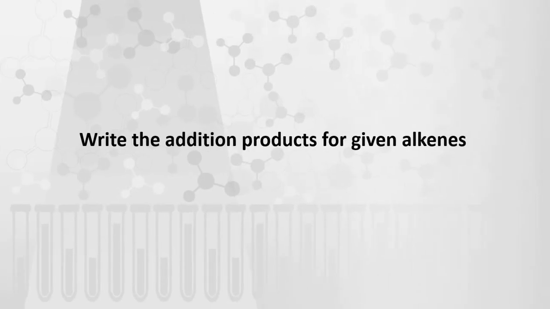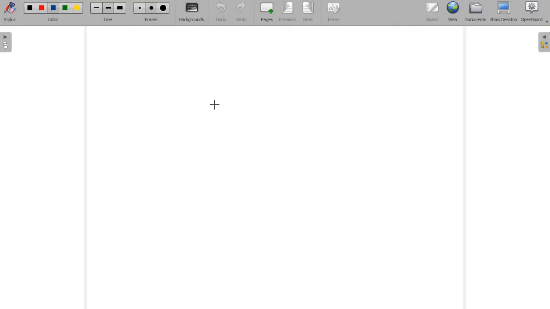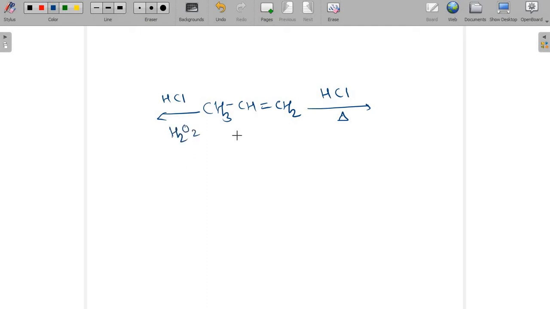We will take some examples. You have to write down the addition product for given alkenes, and which product is going to form as the major product according to Markovnikov's and anti-Markovnikov's addition. This example we have already seen: CH3CH=CH2 reacts with, suppose, HCl on heating, and on the other hand reacts with HCl in presence of H2O2. So two different products are going to form.